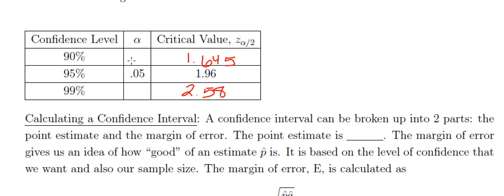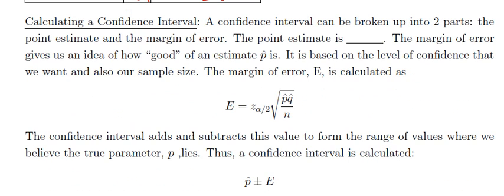Alpha just represents 1 minus the confidence level, so this is 0.1, and this would be 0.01. Okay, so now we're going to go ahead and calculate a confidence interval. An interval means there's a lower bound and an upper bound. A confidence interval is two parts. It's the point estimate, which we know is p hat, plus or minus the margin of error.